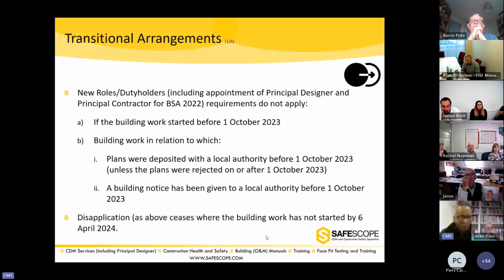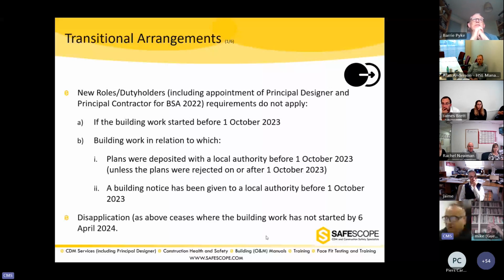So if the work has already started, I'll come to that definition quite quickly in 2 seconds, or if the work has not started, but the plans have already been submitted to the local authority, or notice has already been given to the local authority, and it's expected the work will start before 6th of April 2024. If the work doesn't start by 6th of April, that means these regulations become applicable again, and the duties are to be complied with, and hence people are to be appointed for these roles. So one has to go through the projects and see where we are with this.